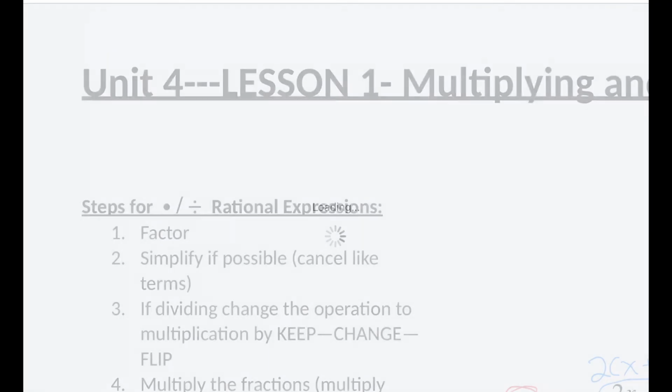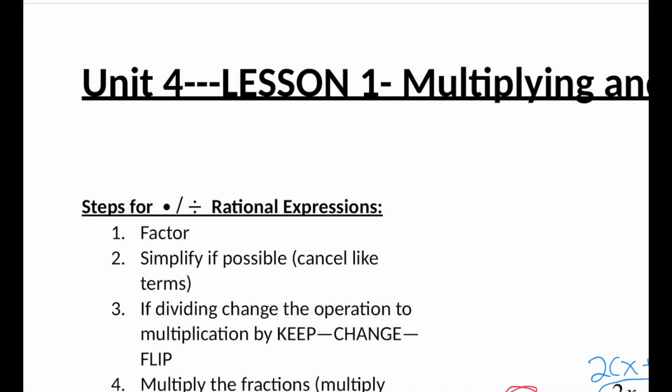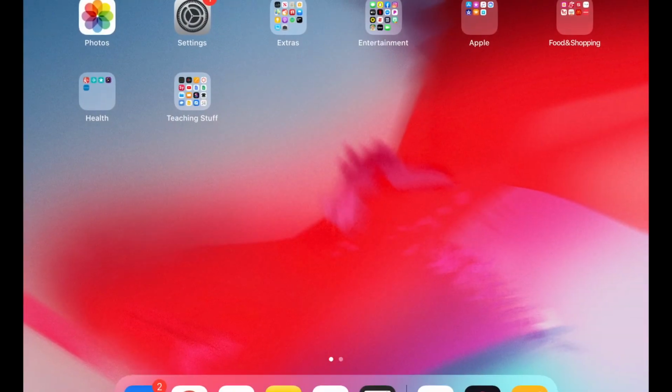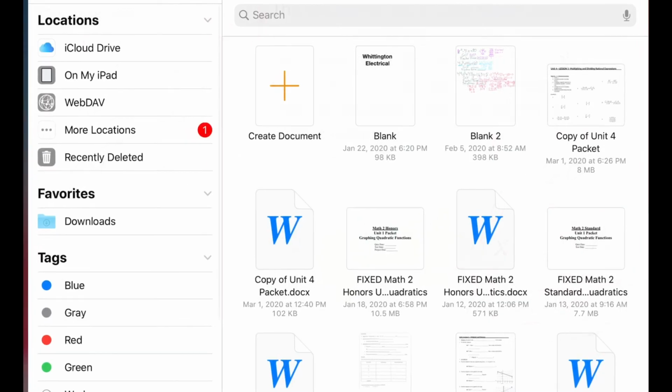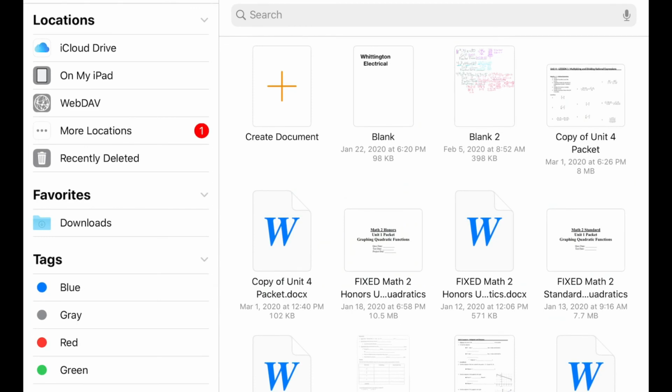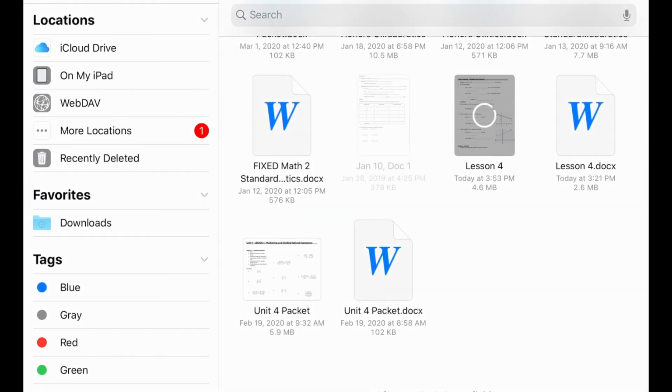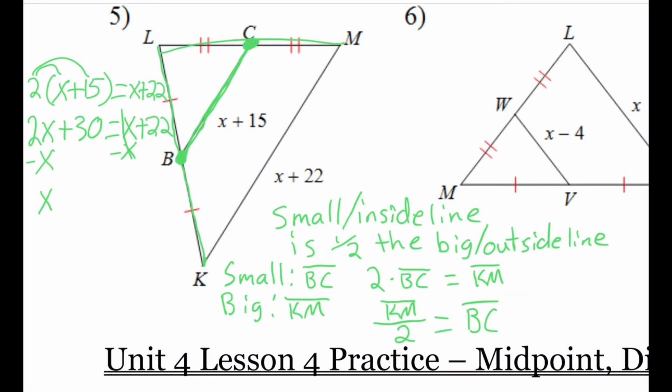Sorry, I don't know what just happened. I'm sorry, I'm trying to find it. I don't know where it went to. Lesson 4. There it goes.